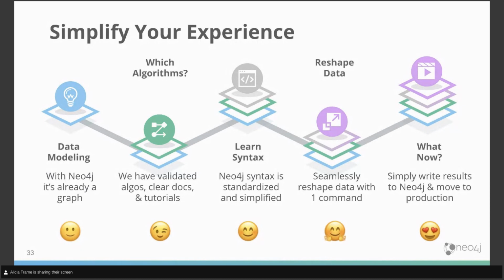It's: I have my full knowledge graph, I'm going to use the graph catalog, and it's as simple as typing graph.create, seamlessly reshaping your data with one command. And because GDS is integrated with the database, once you've run your graph data science and calculated the things you want to use, you can just write those results back to your database and move straight to production. So hopefully you'll have the heart-shaped eye emoji at the end of this experience.